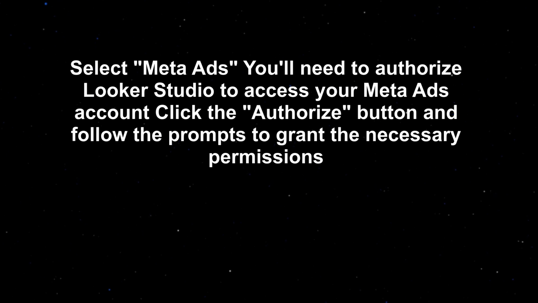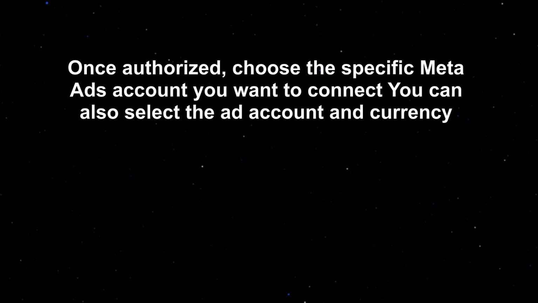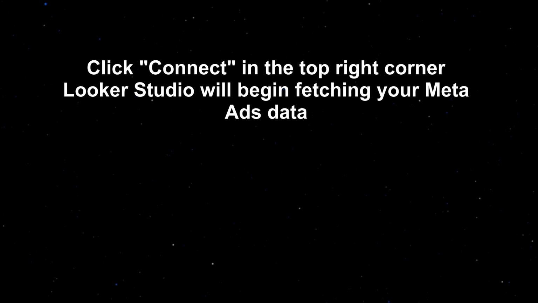Click the Authorize button and follow the prompts to grant the necessary permissions. Once authorized, choose the specific Meta ads account you want to connect. You can also select the ad account and currency. Click Connect in the top right corner.